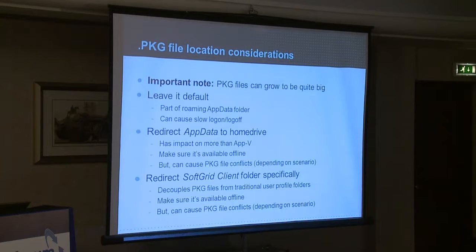Of course, you can redirect app data to another location or the home drive of the user. And if you do that and you have kept the installation of the SoftGrid client or the App-V client default, then you will just align with that configuration. So that's why they introduced a specific folder redirection option for the SoftGrid client folder. So you can have a scenario where you say, well, I just want to keep my app data roaming. I just don't want to roam the PKG files. So then you can specifically configure only the PKG files to be redirected to a network location.